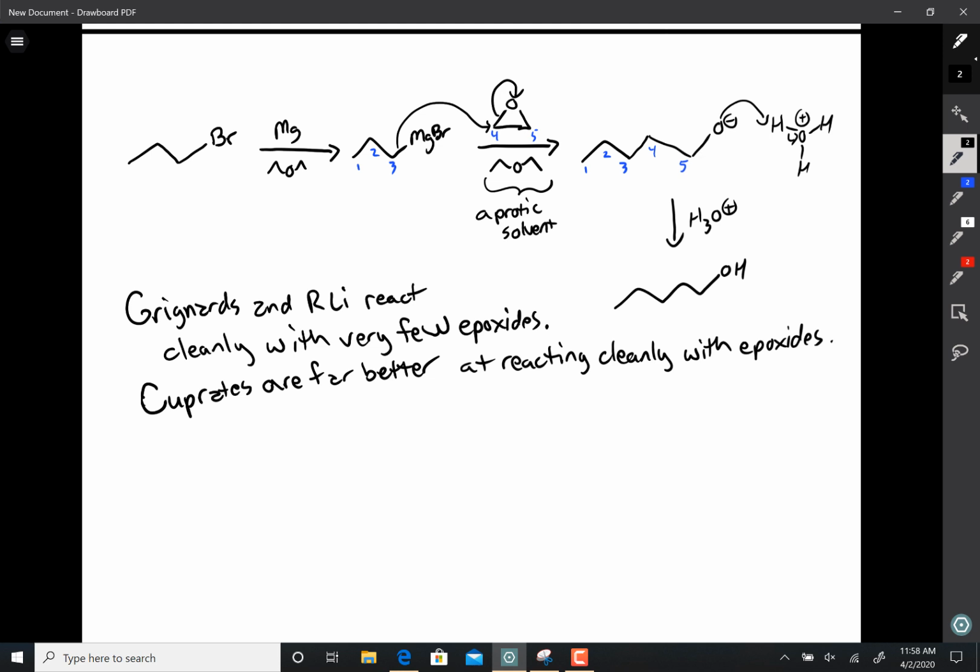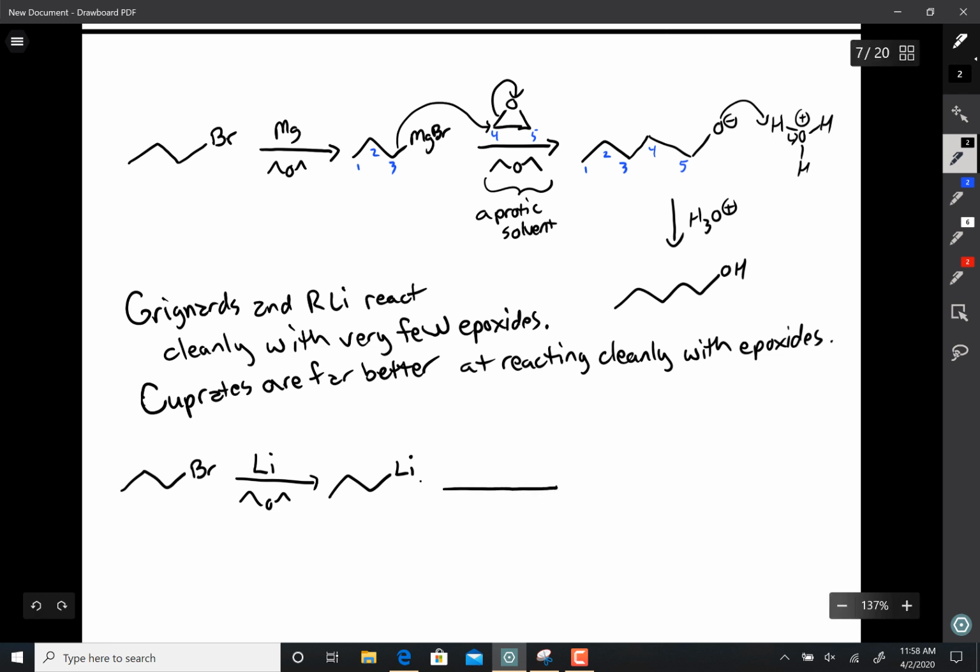So if you wanted to do a little bit more complicated epoxide, you need to use the cuprate. So how do you go about doing that? You can use Grignards or organolithiums. I'm going to start out with the lithium. So you have the organolithium, and what you do is you add it to your epoxide.